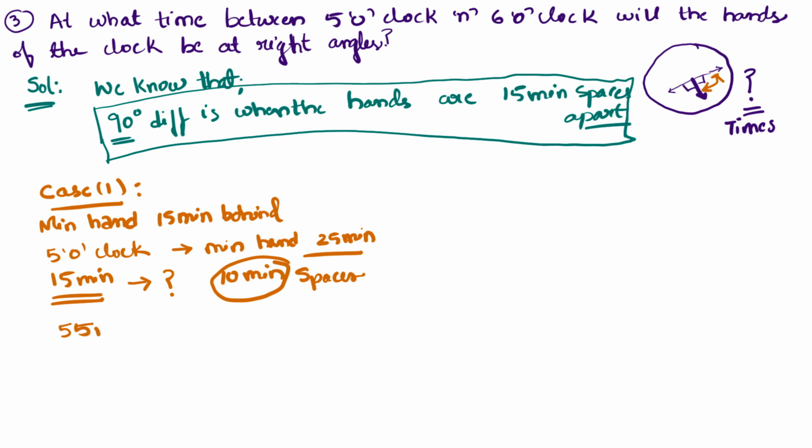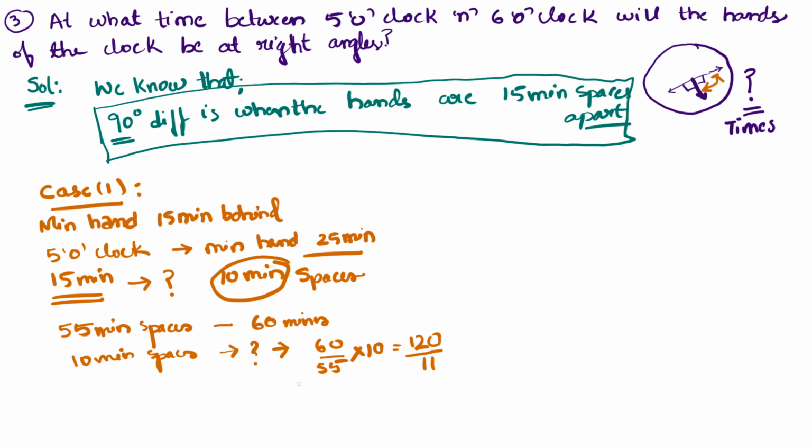So by direct proportion, if the minute hand gains 55 minute spaces in 60 minutes, it would gain 10 minute spaces in 60/55 × 10. That is 10/11 minutes. So at 10/11 minutes past 5 o'clock, the minute hand and the hour hand are at right angles to each other.